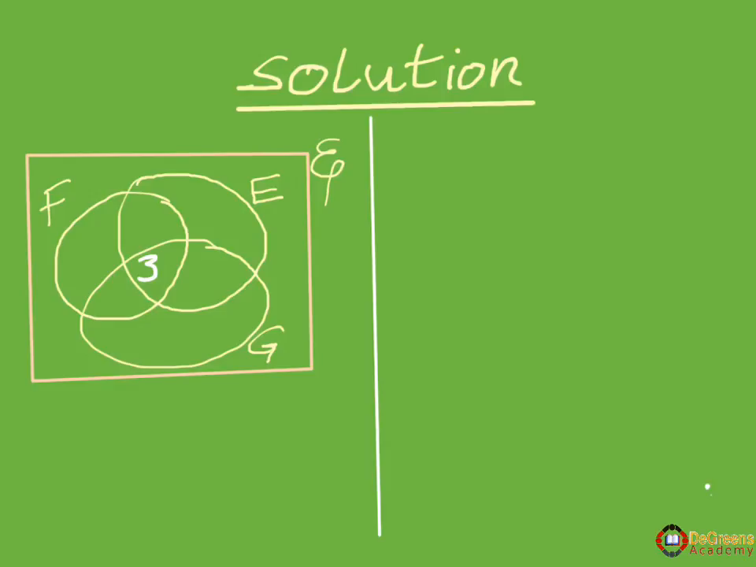The next statement, going onward, says 7 studied only English. So the region for English only should contain 7. So we insert 7 in that region. You discover that where you are seeing 7, 7 falls within the circle for English only. If you follow any other circle, it will not contain that 7. So we have rightly fixed that 7.